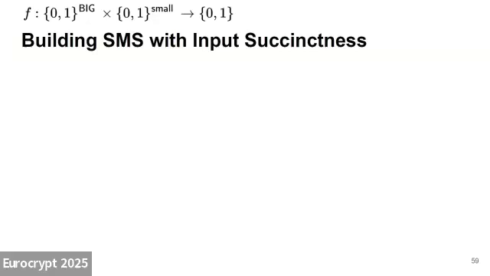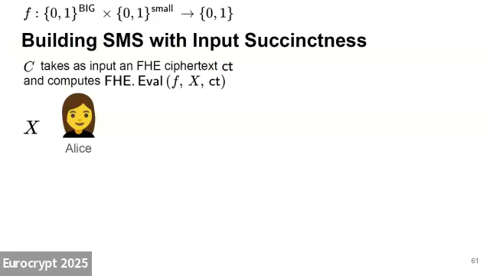Okay, so in more detail, if we just consider a function f that has a big input and a small input and outputs a single bit, what Alice is going to do in the SMS protocol is first define a circuit C that takes as input an FHE ciphertext CT, which is not defined yet, and then computes the FHE evaluation algorithm for the function f using her input X and the input ciphertext CT. So the circuit C has X hard-coded in it.